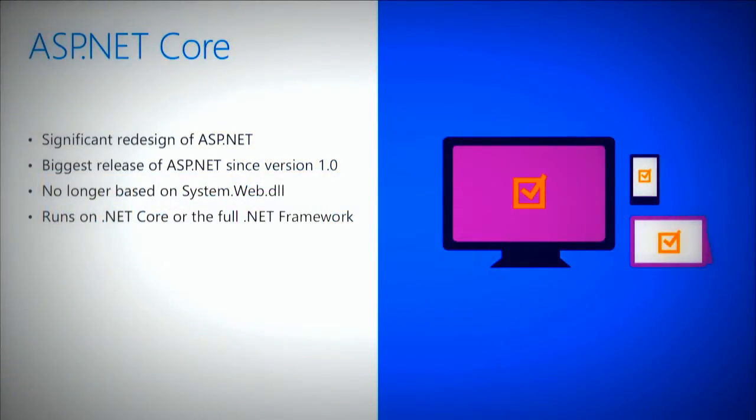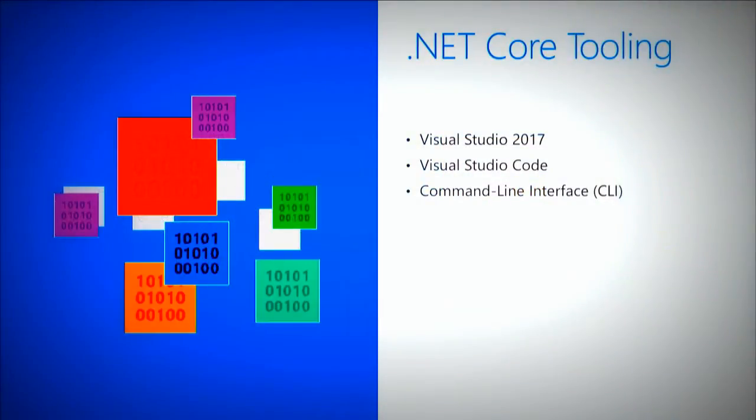ASP.NET Core is a significant redesign of ASP.NET. It's a complete rewrite of the ASP.NET Web Framework. This is the biggest release of ASP.NET since version 1.0. To give you an idea, it's no longer based on System Web DLL. Having a clean break from the past gave the ASP.NET team the ability to develop a fast, modern, cross-platform web framework to meet their stated design goals. It runs on .NET Core or the full .NET framework. This gives you the choice and flexibility to use the framework that best supports your situation.